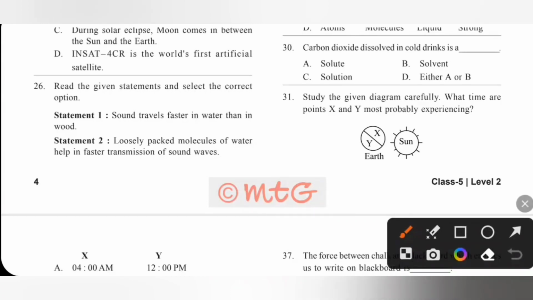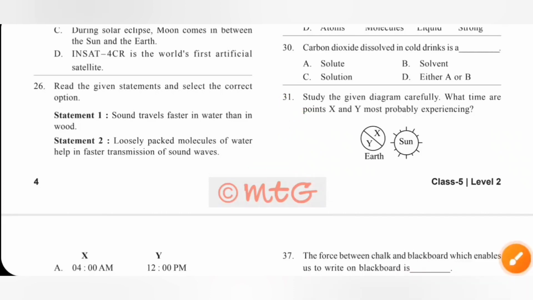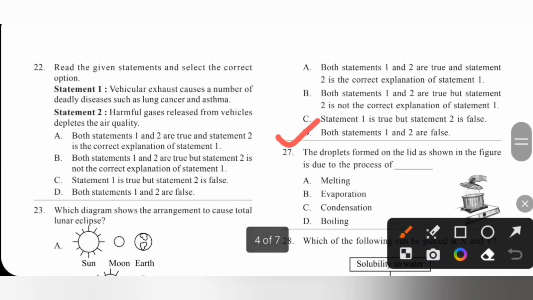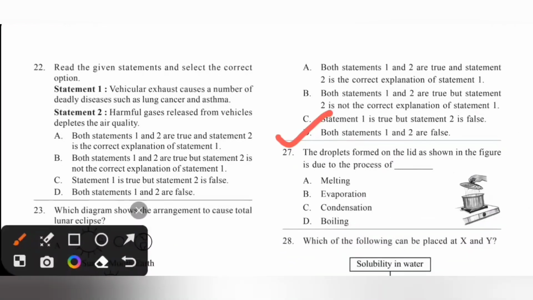Statement 1, sound travels faster in water than in wood. It is incorrect. Sound travels faster in wood than in water. Statement 2, loosely packed molecules of water help in faster transmission of sound waves. It is also incorrect because tightly packed molecules of wood, that is solid, help in faster transmission of sound waves. So both statements are incorrect. So option D is the correct answer. Both statement 1 and 2 are false.